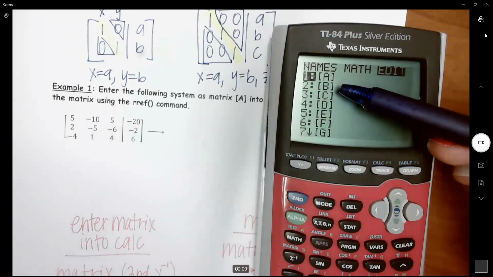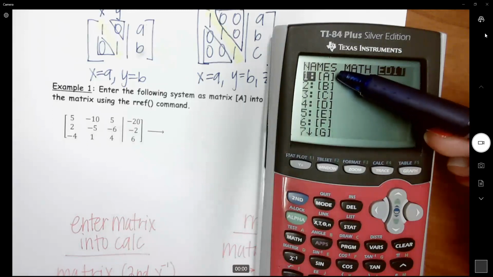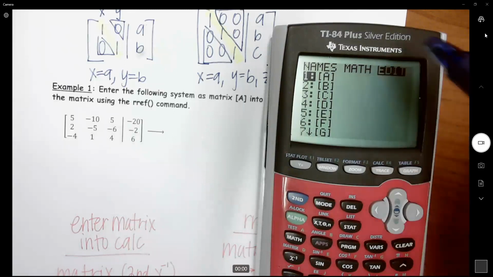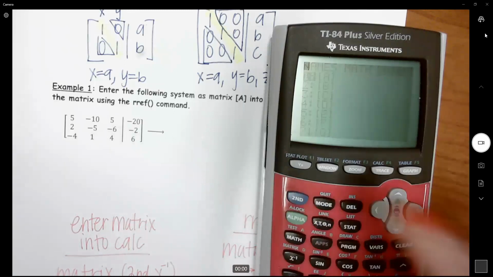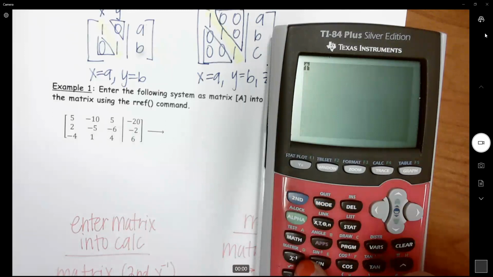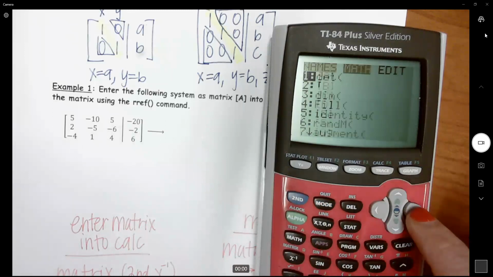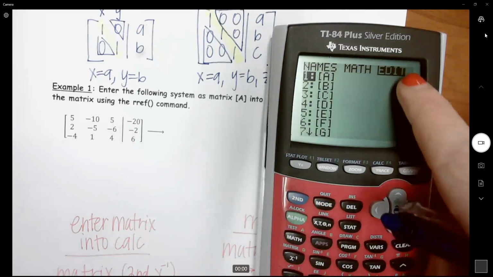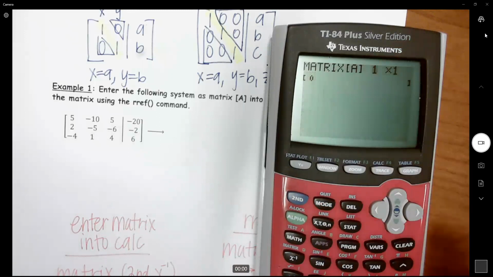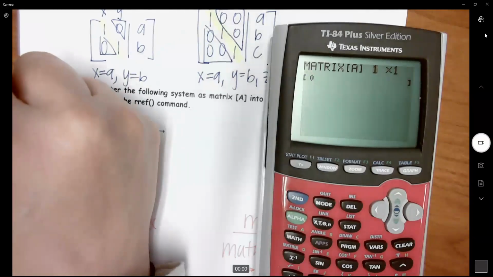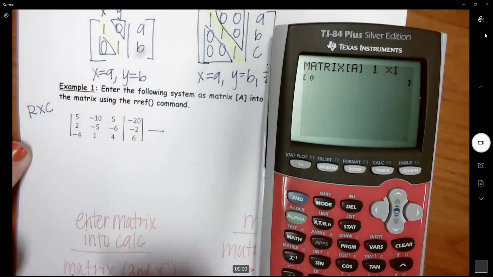I don't ever use any of these other ones. I am always sticking here to A. So we go second, X to the -1 to go to matrix. I'm going to arrow over here to edit, and I'm going to hit enter just to stick with matrix A. You need to tell it what size this matrix is. So last video I told you it's row by column.